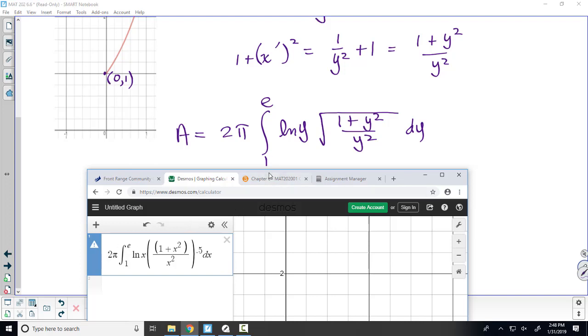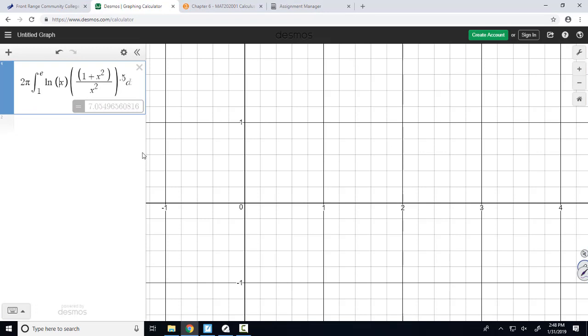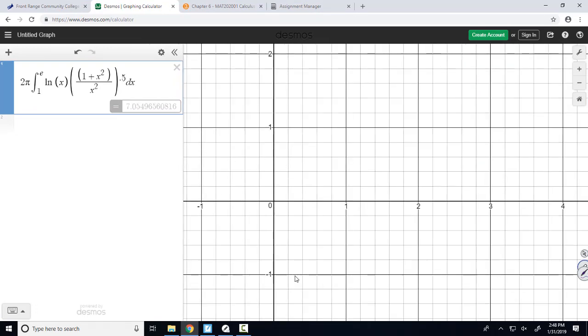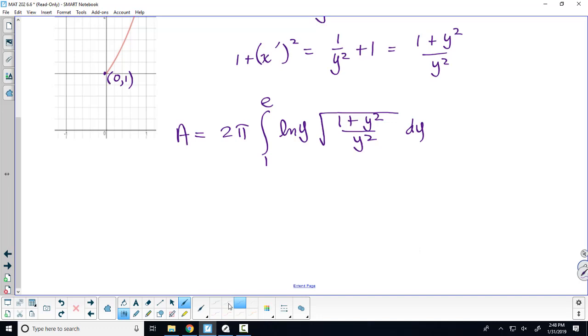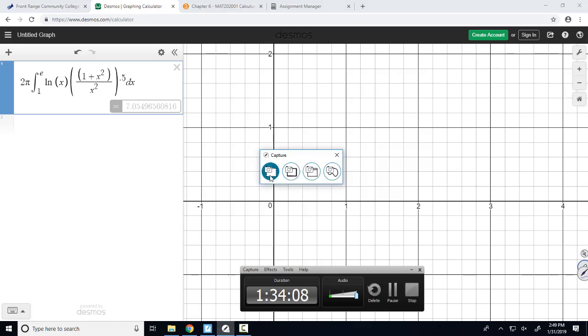Why is it giving me an error? Let's see, let's make sure that that's a power. Say again? I have a feeling it might be these parentheses around this little x right here. Might want that. Yeah. There we go. So 7.05. I'll bring that over just to remind everybody that we need that little U in this one.